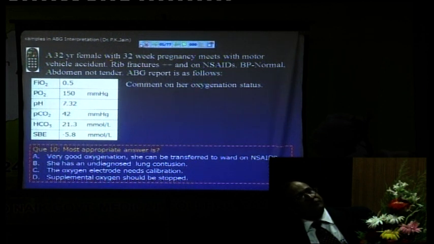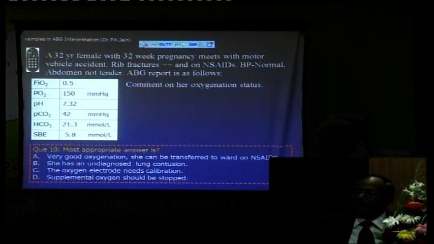A 32-year-old female with 32 weeks of pregnancy meets with a motor vehicle accident. She has rib fractures, is on painkillers, but is comfortable. BP is normal, abdomen non-tender. This is the ABG report. What is the most appropriate answer here?